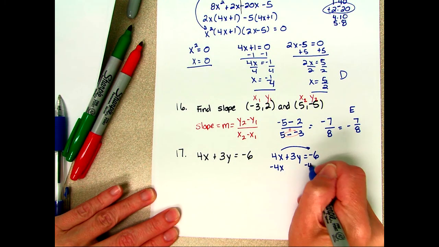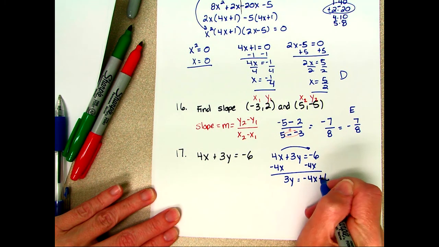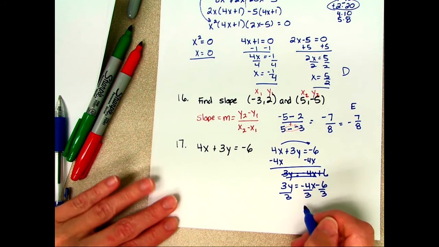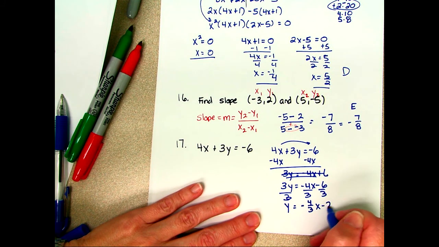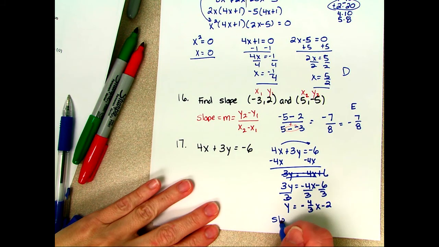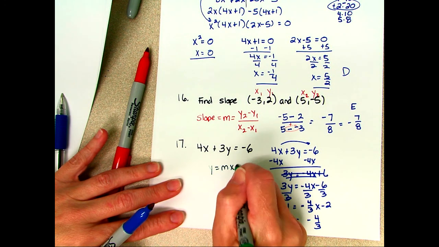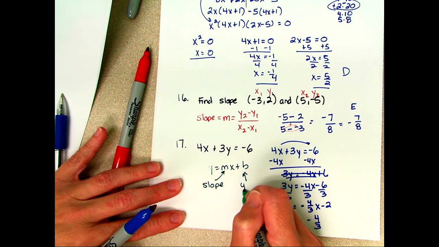Subtract 4x on both sides. 3y is equal to negative 4x minus 6. Divide by 3. y is equal to negative 4/3 x minus 2. The slope of this line is negative 4/3. If we recall in slope-intercept form, the m is the slope, and the b is your y-intercept.